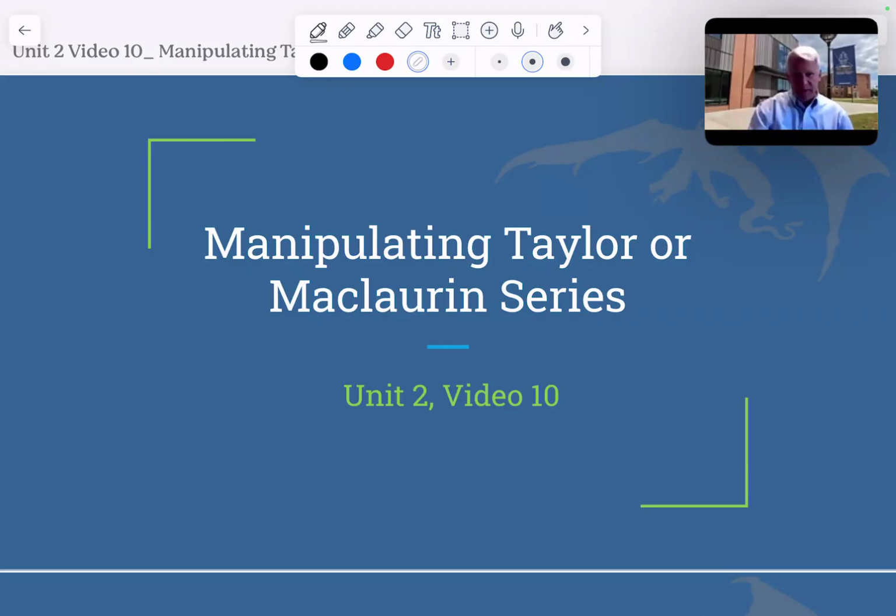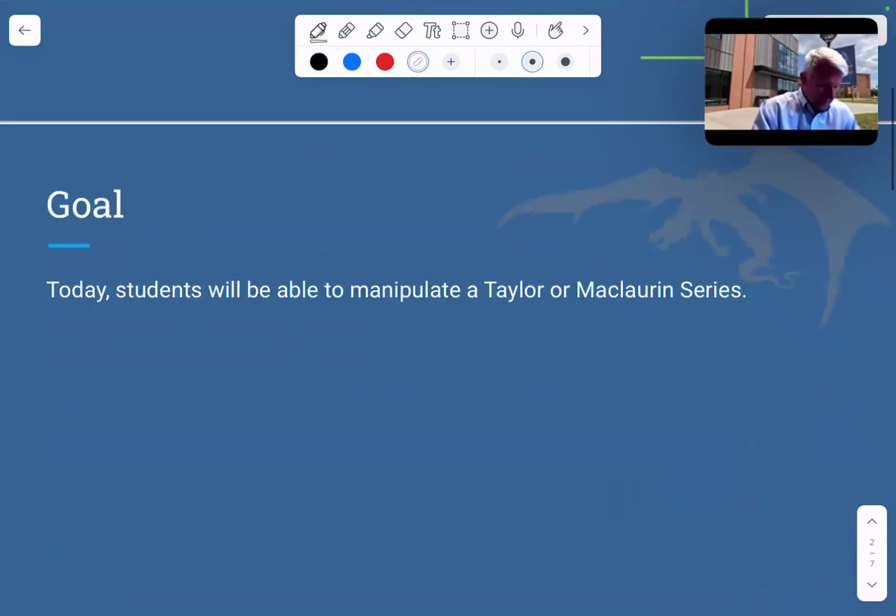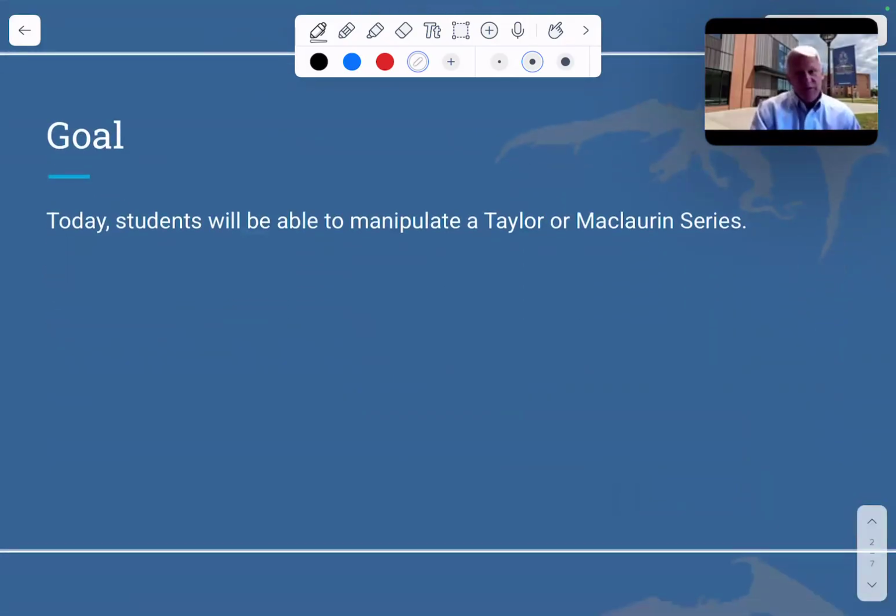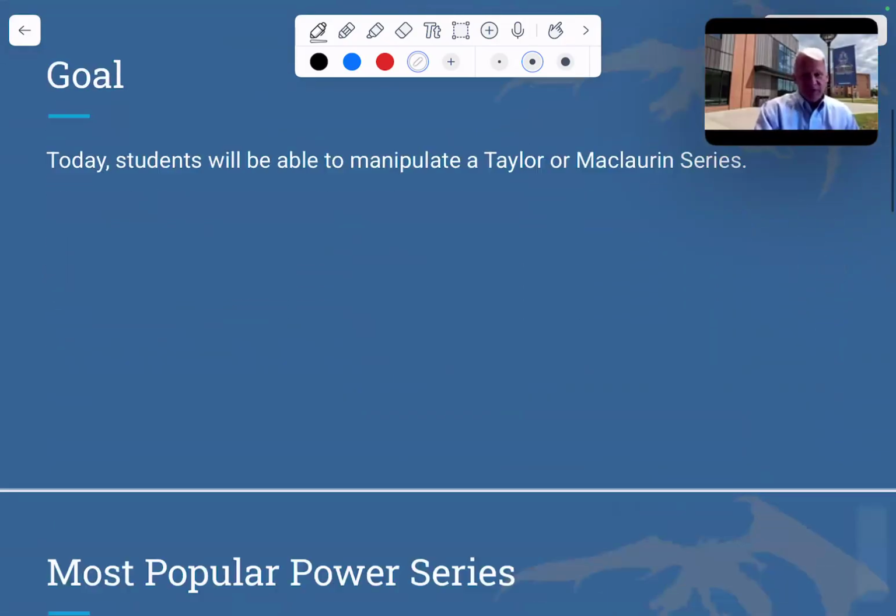I'll be honest with you, I love Taylor series, really enjoy Maclaurin series, but it doesn't get any better than today. So today, what are we going to do? We're going to manipulate things. I love to manipulate things. So we're going to manipulate either the Taylor or the Maclaurin series. That's the goal of today, that you're going to be able to manipulate stuff.